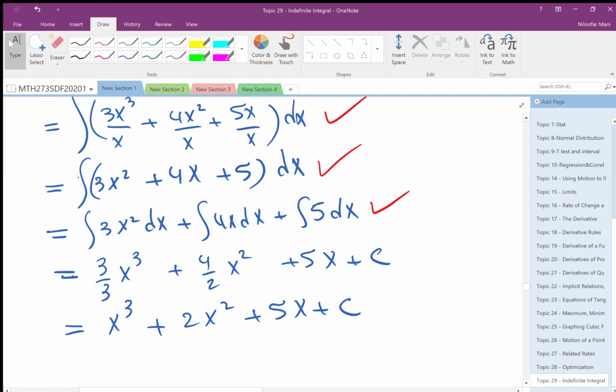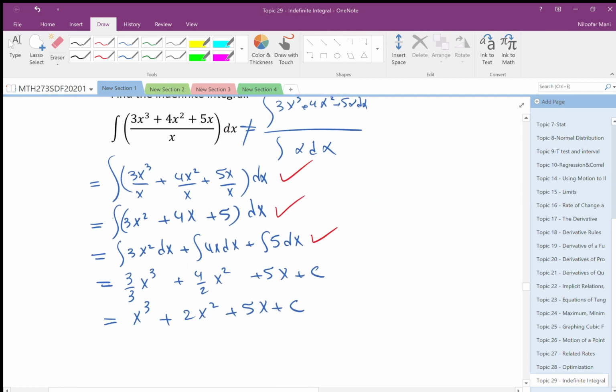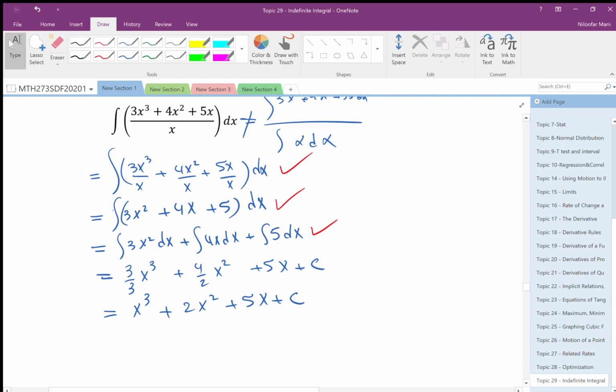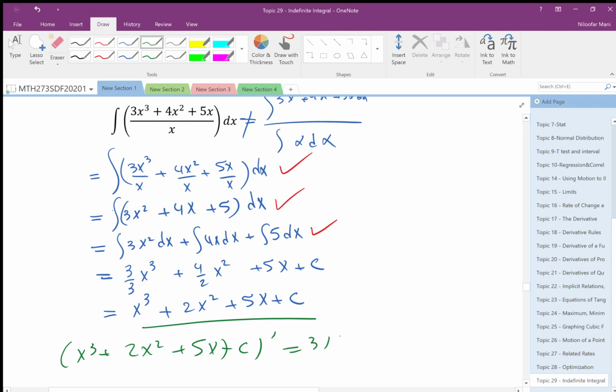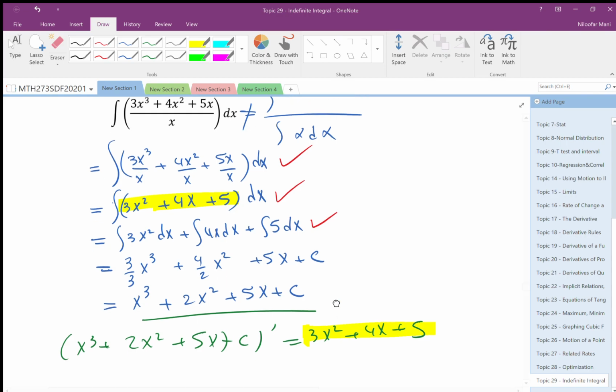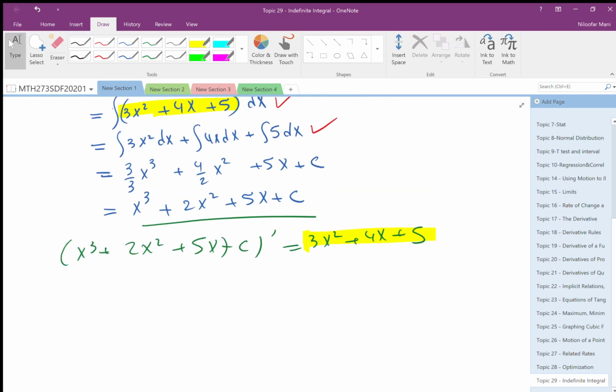Okay, look at that. How can I say my answer is right? Do the derivative of this answer. What is the derivative of that? Okay, 3x squared plus 4x plus 5. Look at that, I have the same thing. So if I find the derivative of the answer, I can see the original function. This means I didn't make any mistake. And that's good. You can check your answer this way.